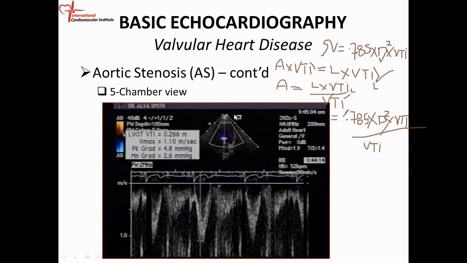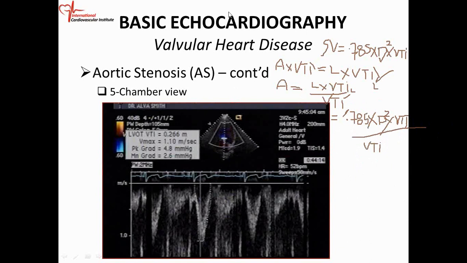So again, coming back to this point, 5-chamber view, cursor is right there, sample volume is right here, and you get your LVOT VTI. It's done with PW.